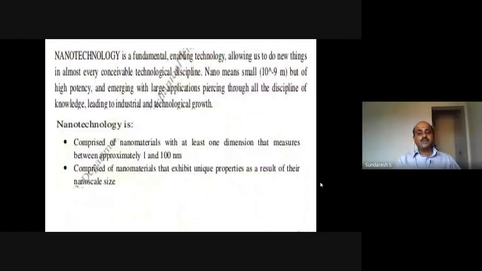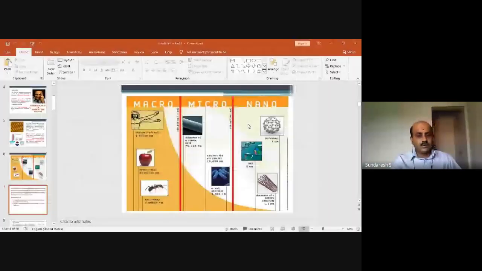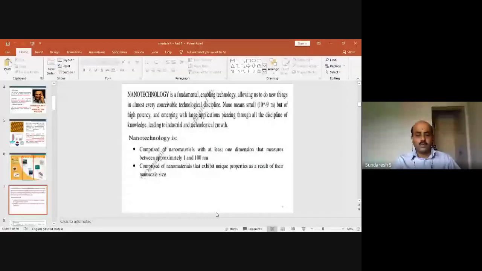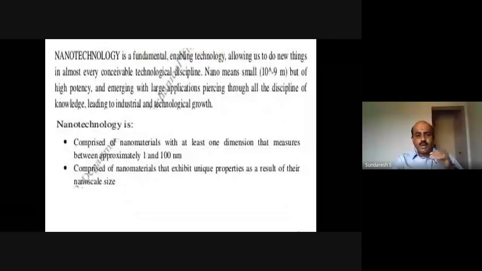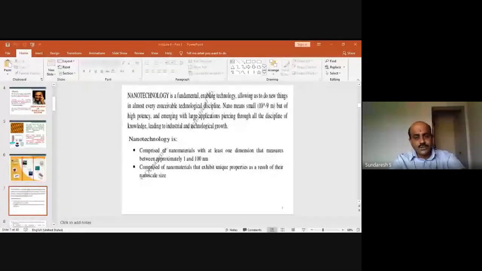Now we have a simple definition of nanotechnology. Nanotechnology is a fundamental enabling technology allowing us to do new things in almost every conceivable technology discipline. What they say is, this is the technique which is allowing us to do these things.